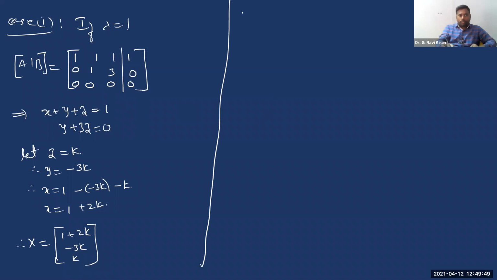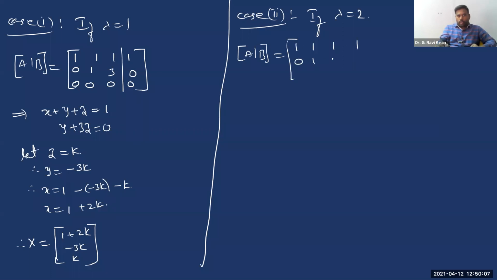In a very similar way, take the second case, when lambda is equal to 2. In this case, we'll get the augmented matrix AB as first row 1, 1, 1, 1, then 0, 1, 3. And here you have lambda minus 1, but if you take lambda is equal to 2, it becomes 2 minus 1, 1. And then the last row is completely zeros. Now from this augmented matrix, let us write back the equations.